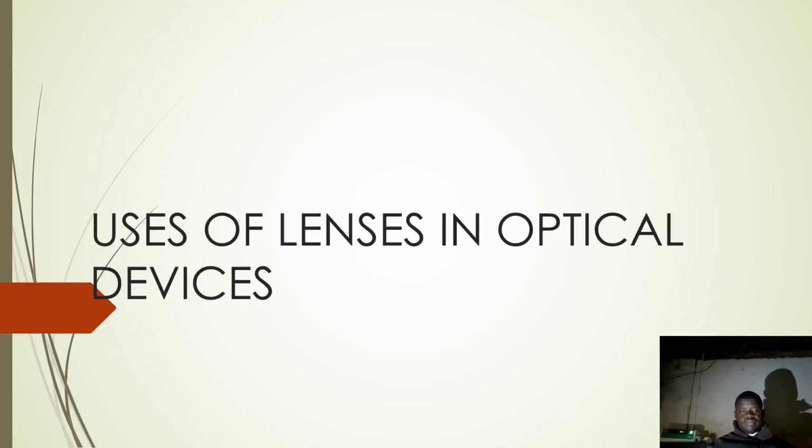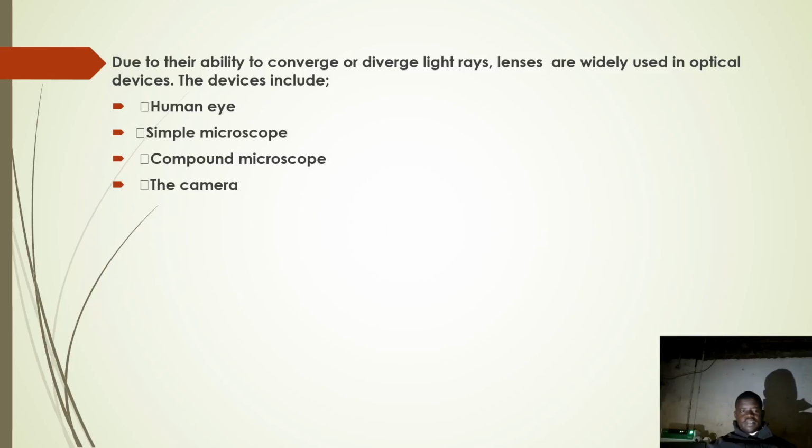Welcome to this lesson. We are going to focus on uses of lenses in optical devices. Now, due to their ability to converge and diverge light rays, lenses are widely used in optical devices. The devices include: 1. The human eye, 2. The simple microscope, 3. The compound microscope, and then we have the camera.